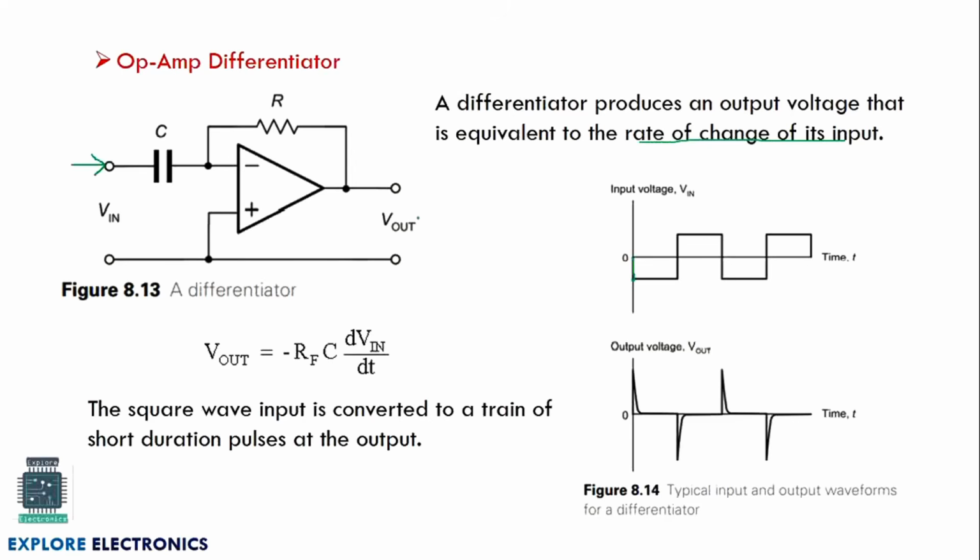So this differentiator circuit is producing pulses like this when there is a change in the value. You can observe here when there is no change in the value, the output will be 0. When there is a change from 0 to 1, again a peak will come, right? This is how the differentiator will give the output.